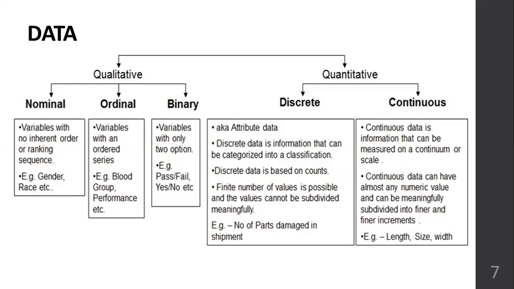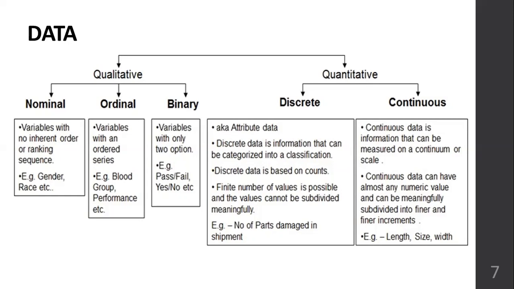So data comes in two forms, qualitative and quantitative. Qualitative is where you can't put a number value to it. Quantitative, the numbers that you gave, has a value. Numerical values can be placed on the data that you have collected. In qualitative, numerical values cannot be placed on the data that you have collected. So qualitative data and quantitative data.